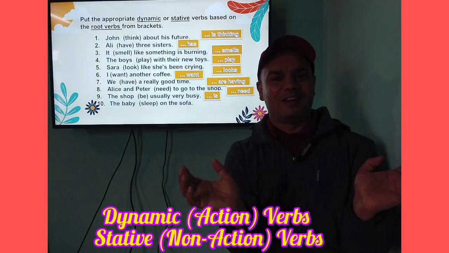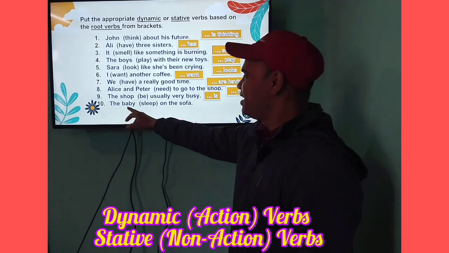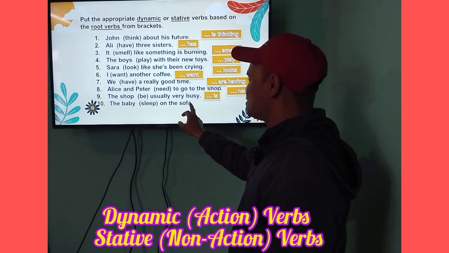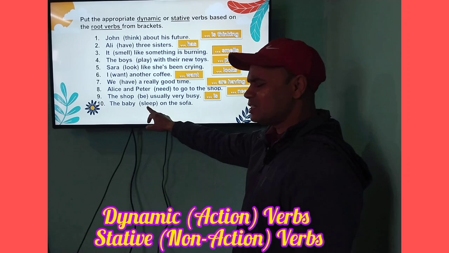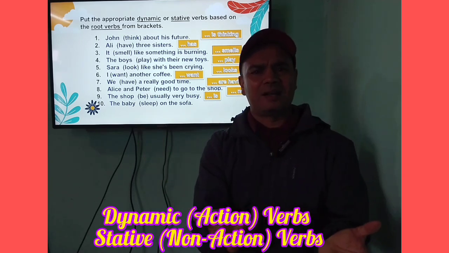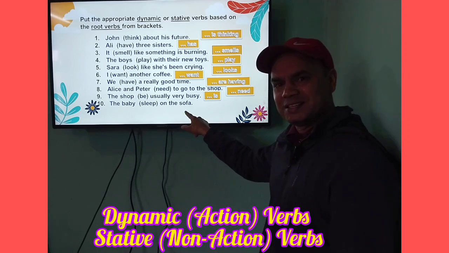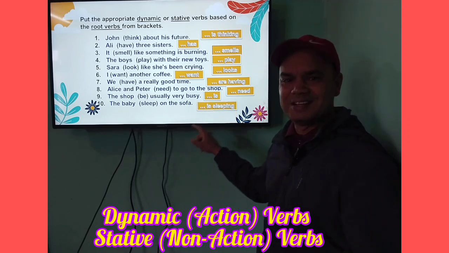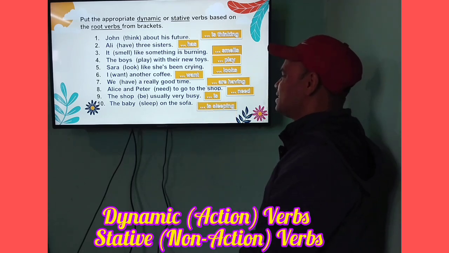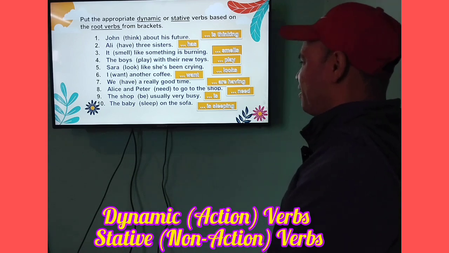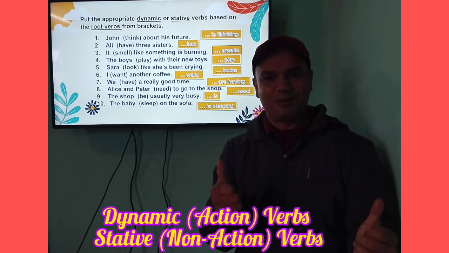And the last but not the least, there is a 10th number. The baby sleep on the sofa. So it shows continuous. I'm giving you a clue about that. It's a present tense. Okay, so it is a continuous sense. Can you guess it? Of course. That is, the baby is sleeping on the sofa. Very good. You have done well.